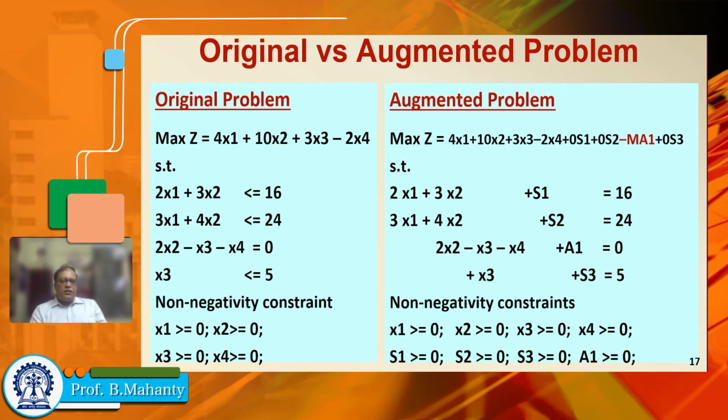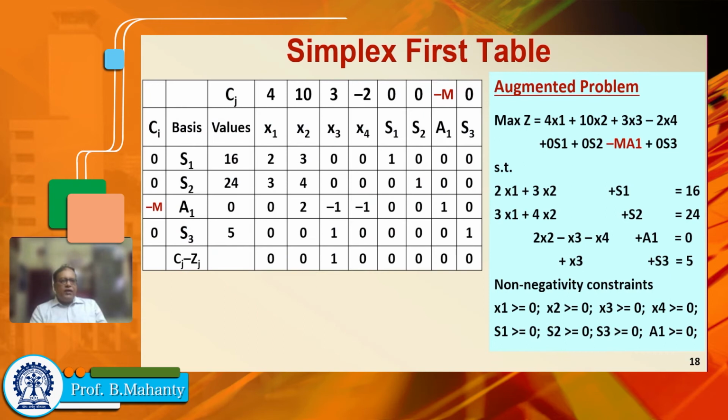And here we add another slack variable. And then we put this constraint, and look here, because it's a maximization problem, a -M is attached to the artificial variable, right? So in the profit coefficient, that's how we can then formulate the simplex first table. You see S1, S2, A1 and S3 are the basic variables. The 16, 24, 0 and 5 are the values.